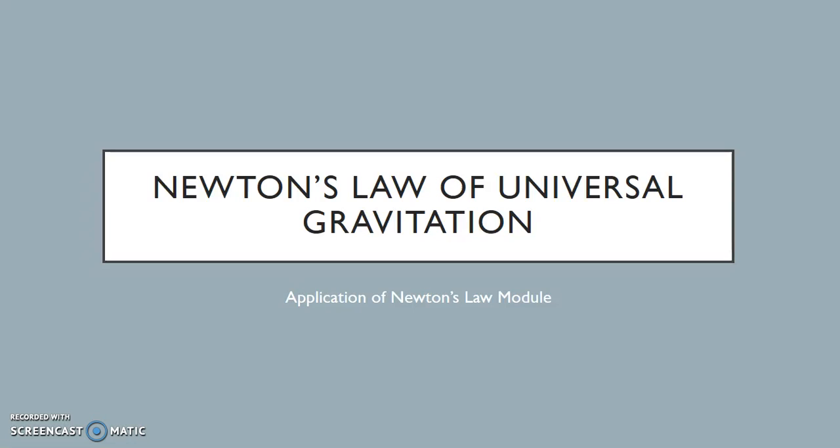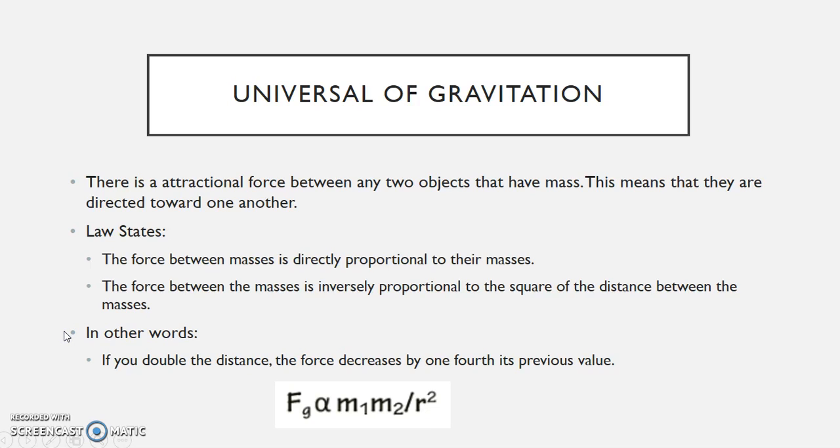Now we're moving into the last topic of that application of Newton's Law module, and that is called Newton's Law of Universal Gravitation. The universal gravitation, remember, basically means that there is an attractional force between two objects that have mass. This means that they are directed towards one another or attracted to one another.